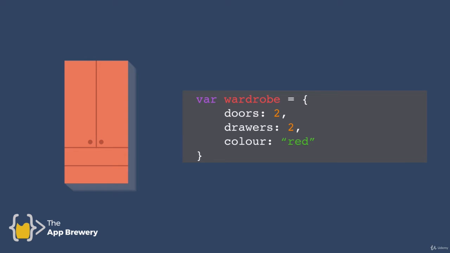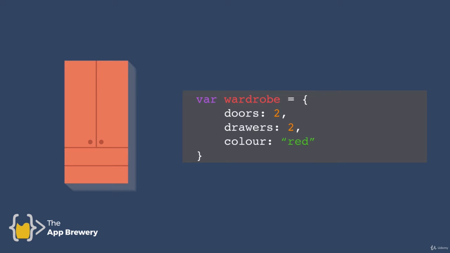Now, let's see how we would create a new JSON object. Let's say that you went to your local IKEA, or any other furniture store for that matter. I've been spending a lot of time in IKEA, so it's literally all I can think about at the moment.